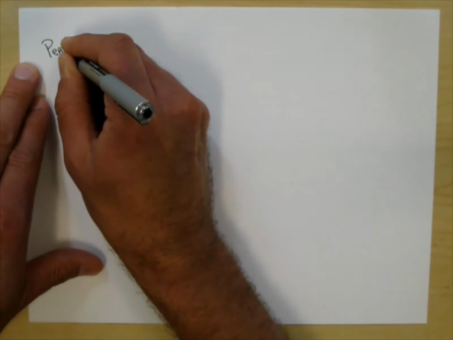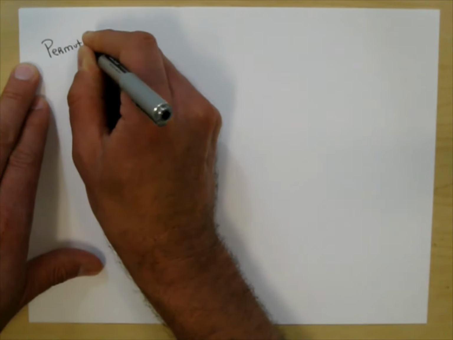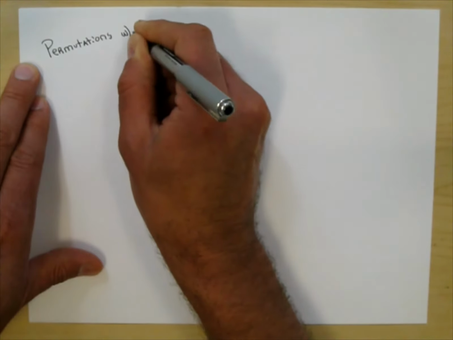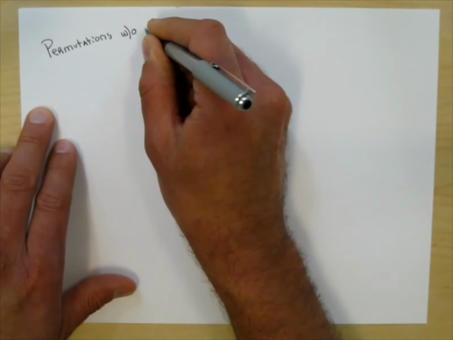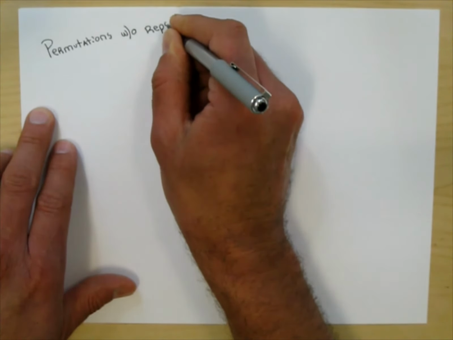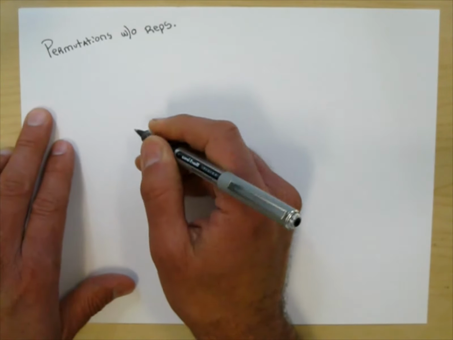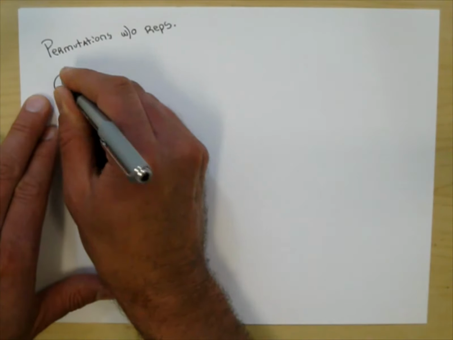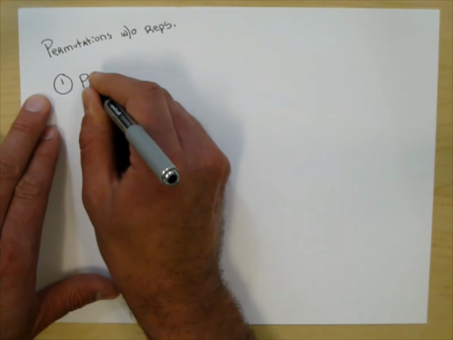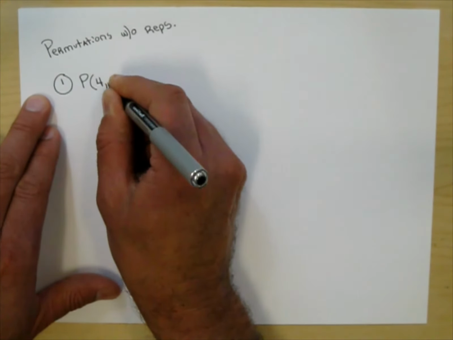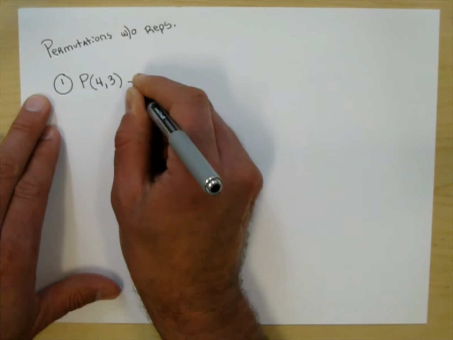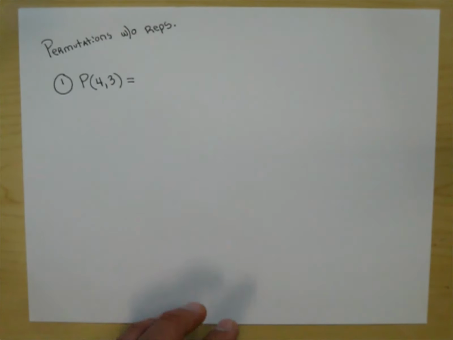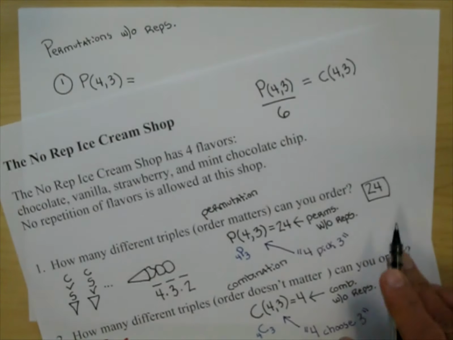So permutations without reps, without repetitions. And so what we have here, problem number 1, is the one we already did. 4, pick 3. And what did we do? 4, pick 3, we just said it was 24, didn't we?